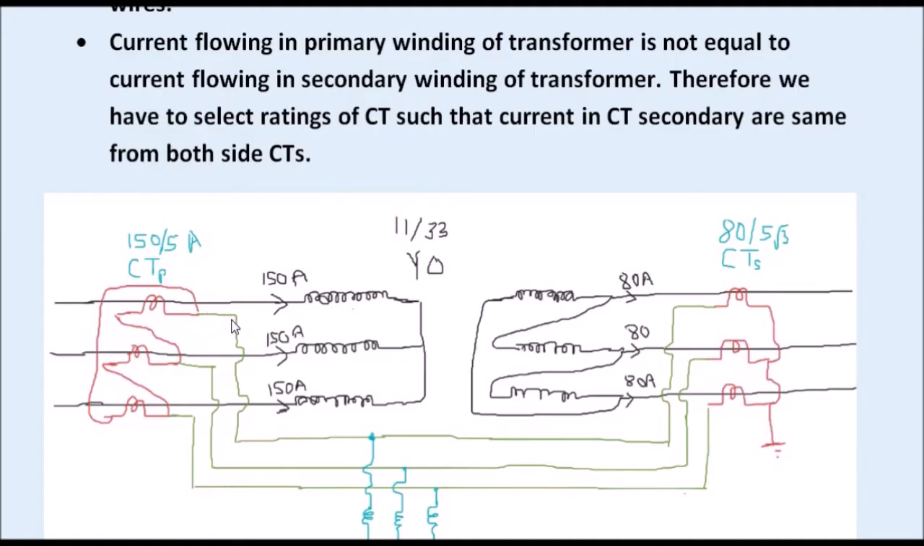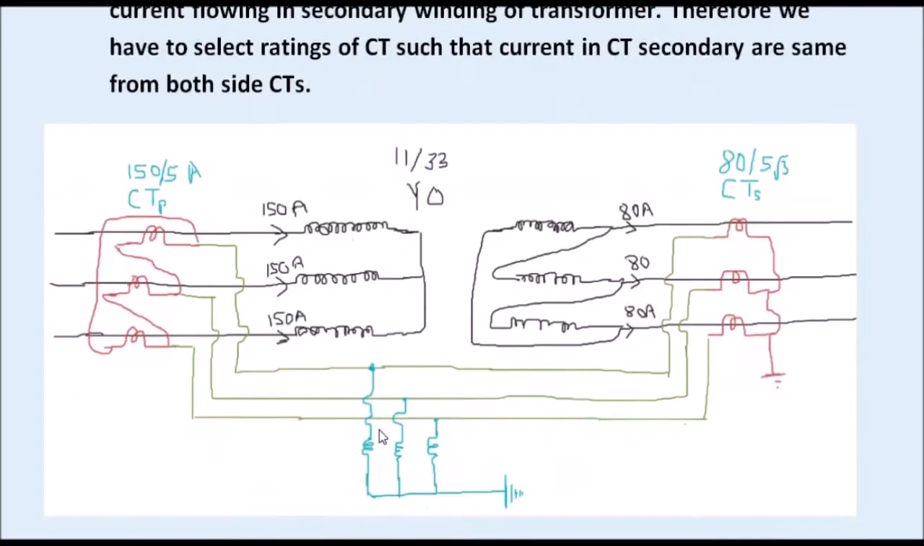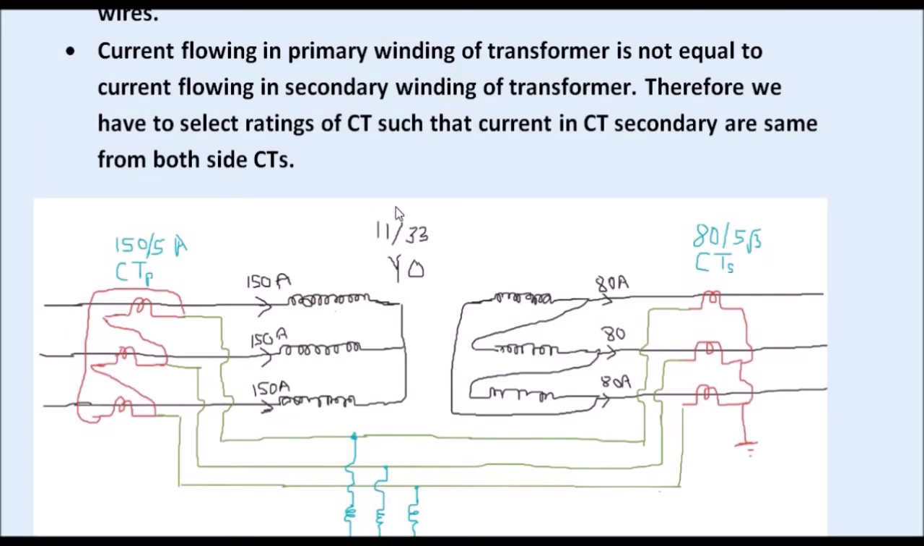See, this is R phase CT secondary and this is R phase CT secondary of secondary side. These are connected through the overcurrent relay through the pilot wires. These green wires are pilot wires. This phase is connected to this phase through pilot wires, and overcurrent relay is connected across equipotential point. This is a step-up transformer, 11 kV by 33 kV.